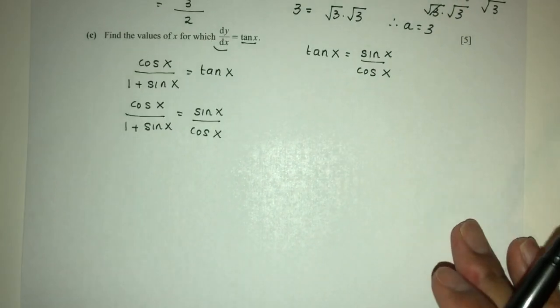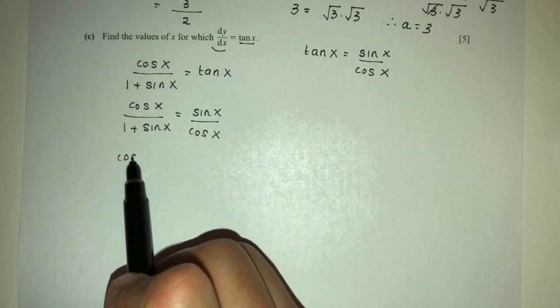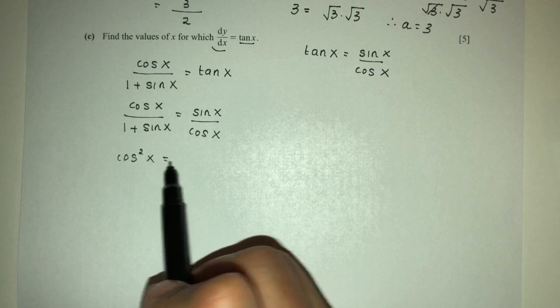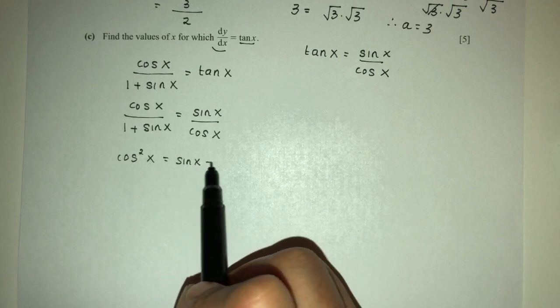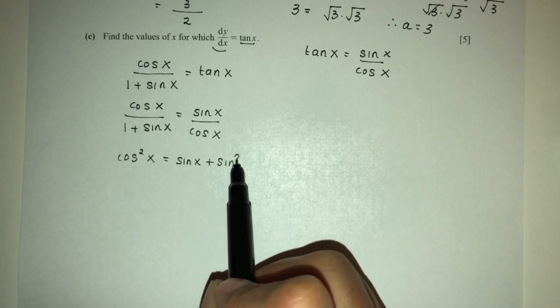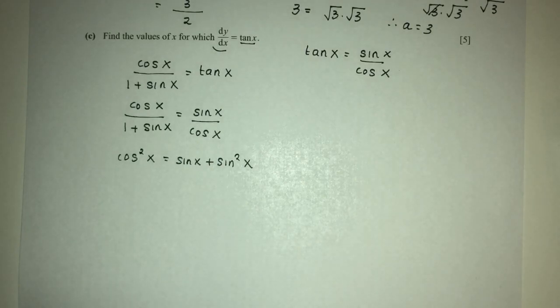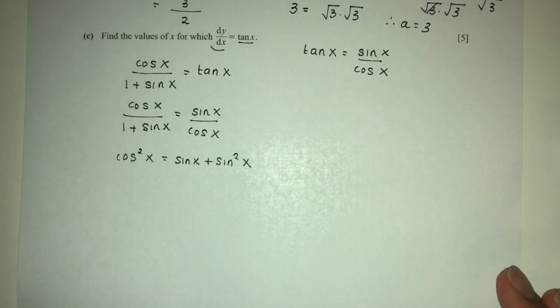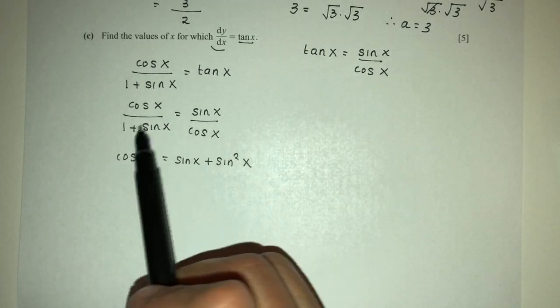So now we have to cross multiply. You will have cos² x is sin x plus sin² x. Now let's try to simplify to see what happens. So I have this.